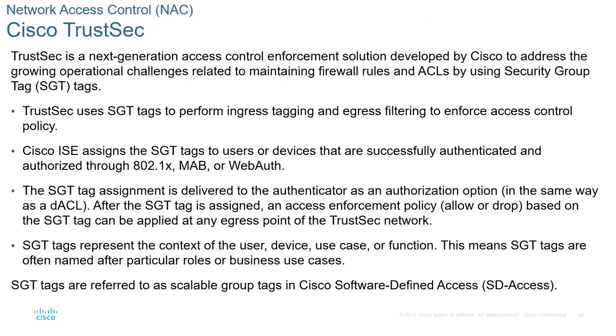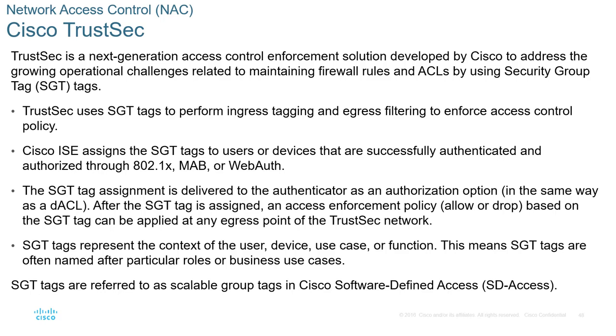All right, so moving on, we have our Cisco TrustSec. TrustSec is a next-generation access control enforcement solution developed by Cisco to address growing operational challenges of being able to maintain firewall rules and ACLs by using security group tags instead. Security group tags are SGT tags. So TrustSec will use an SGT tag to perform ingress and egress tagging. This ingress and egress filtering allows for enforcement of access control policies.